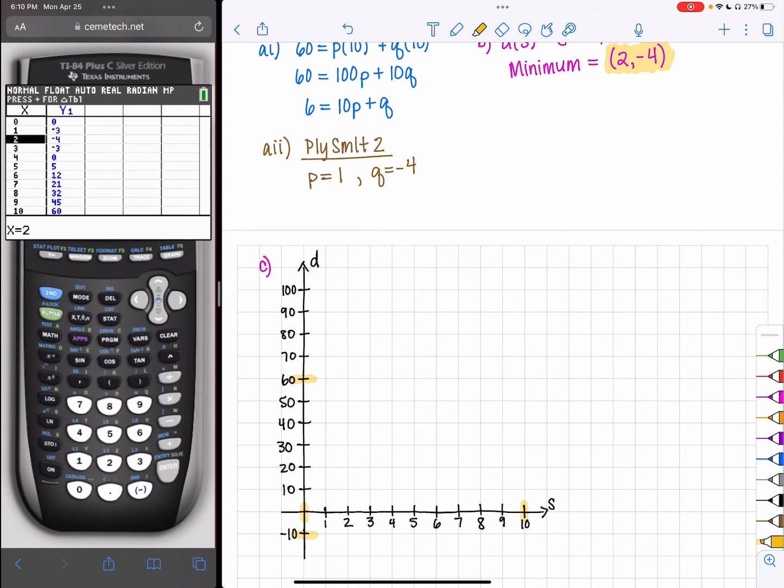I can easily do that by looking at my table. I already know that one of the points is (0, 0). So I am going to plot (0, 0) on my graph.